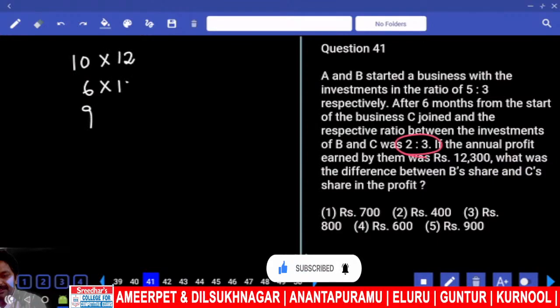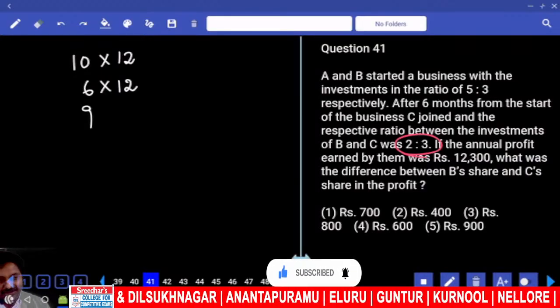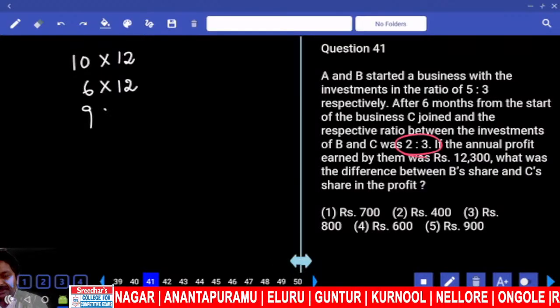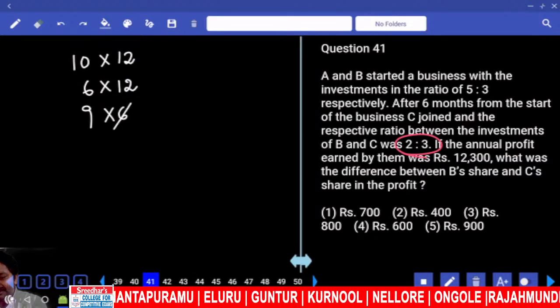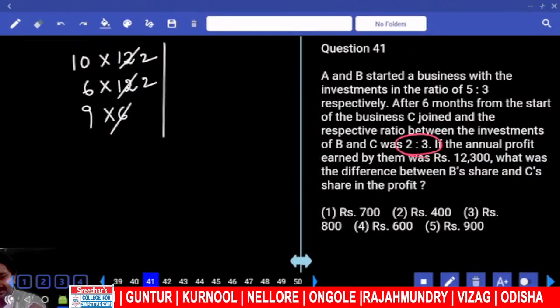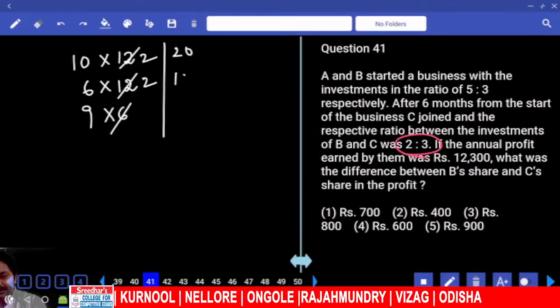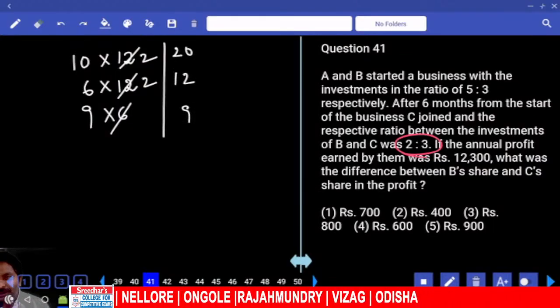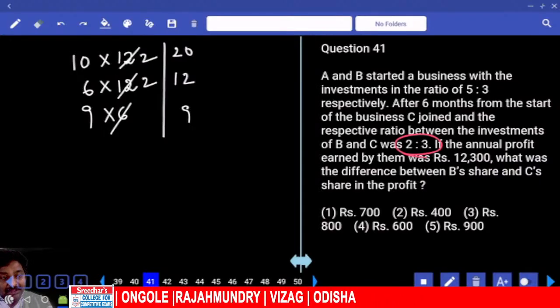A and B will be there for a total time of 12 months. C joined after 6 months. He will be there for 6 months. 6 months, 2 times, 2 times. That's all. 20, 12, 9. Total how many parts? 41 parts.